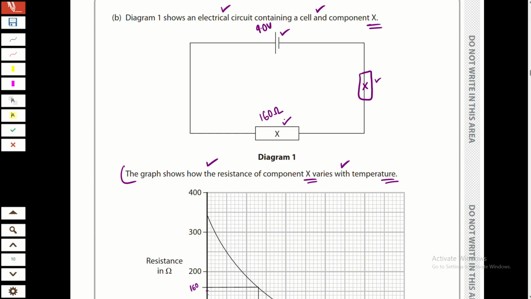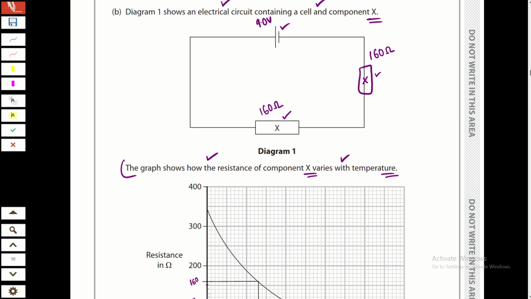Now, if the resistance of X is 160 ohms at 26 degrees Celsius, this one would obviously be 160 ohms as well. Why? Because both of the thermistors are identical. So both of them are following the same resistance against temperature graph. If the resistance of X is 160 ohms at 26 degrees Celsius, then obviously the resistance of this one should be 160 ohms at 26 degrees Celsius as well.